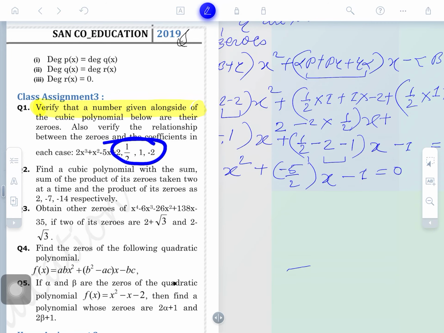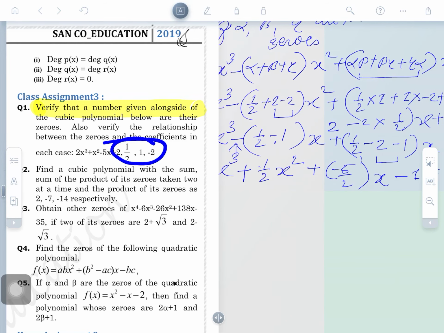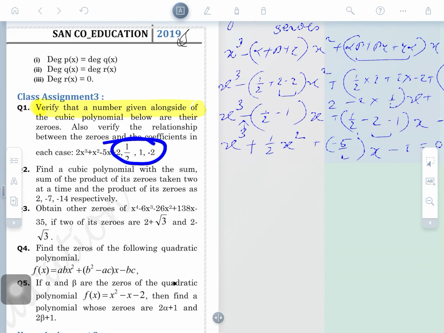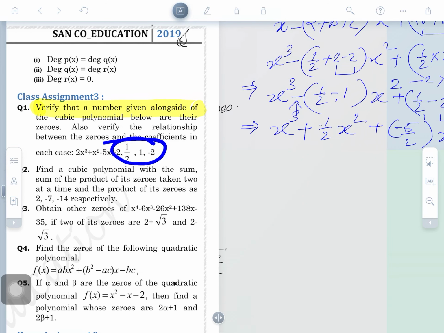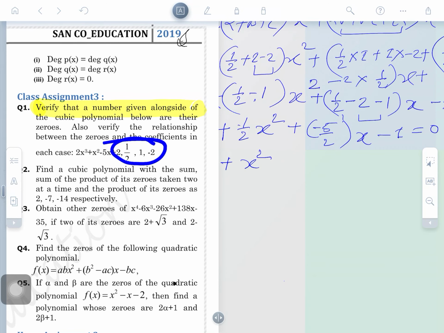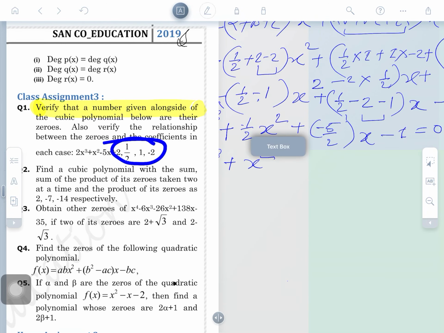So, what is going on here? The expression is simply this, and after solving it, we will obtain... a by 2 is to be multiplied here. So it shall be 2x cube minus x square, clear or not? Now plus x square, and further minus 5x, and here 2 is to be multiplied, equal to 0.